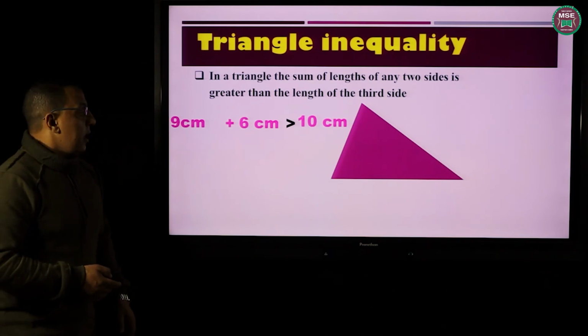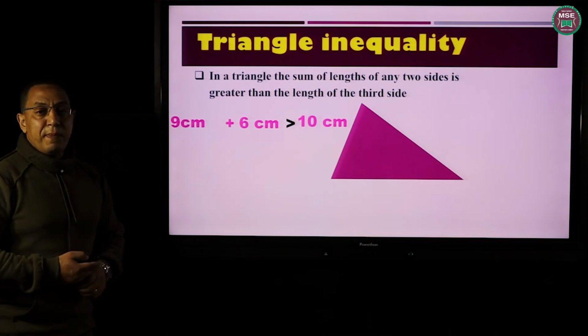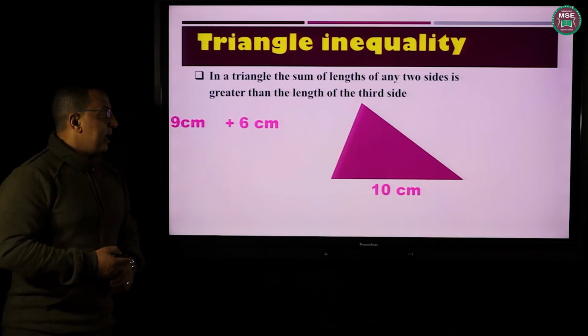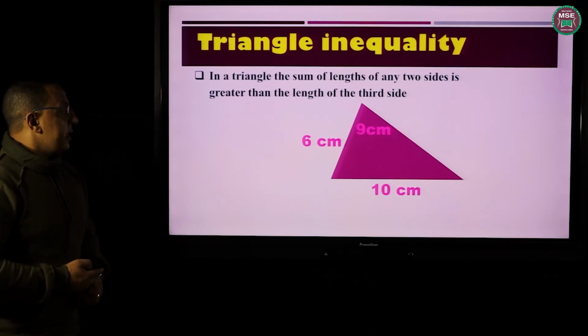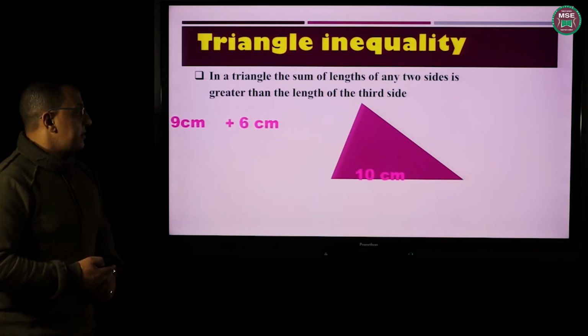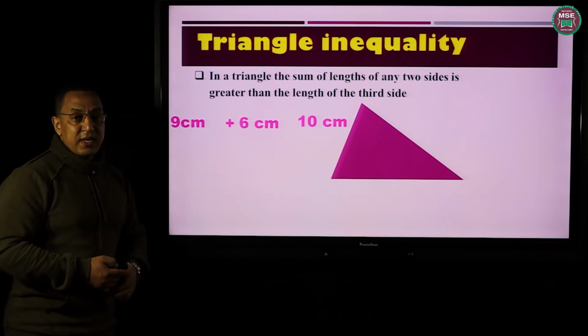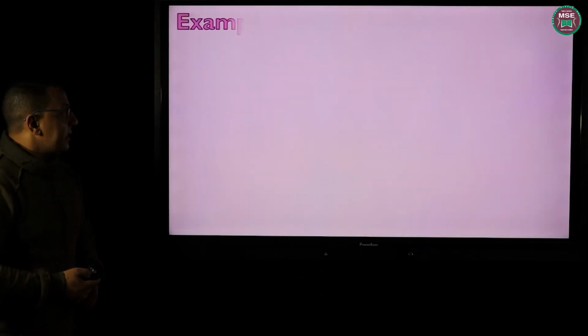As we see, I choose here the two smaller sides, 9 and 6, and compare. Again, here 9, as we see, and this is 6, and this is 10. Looking at the sum, 6 and 9 is 15, which is already greater than 10.